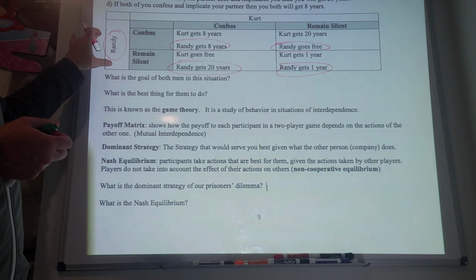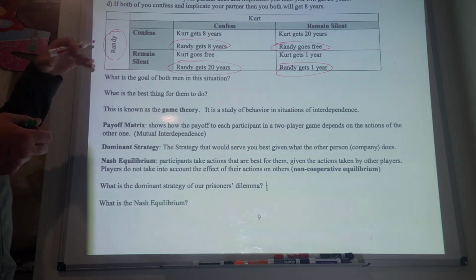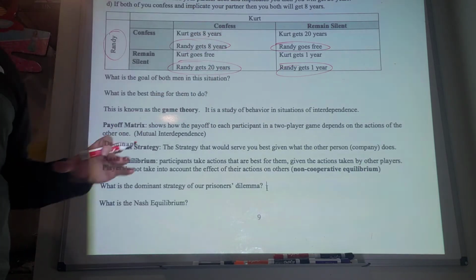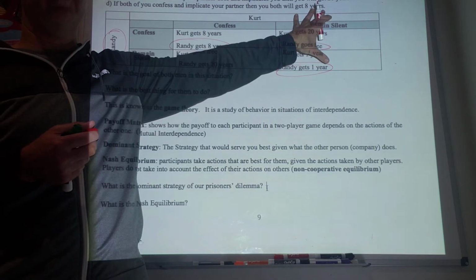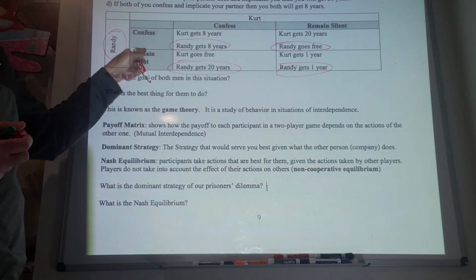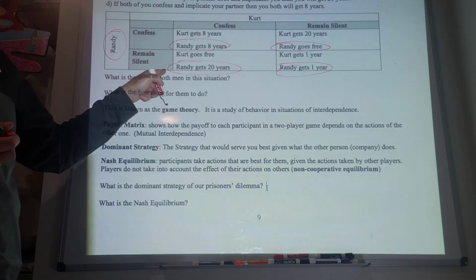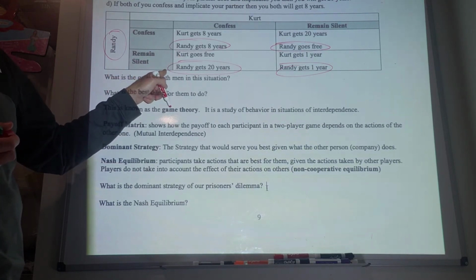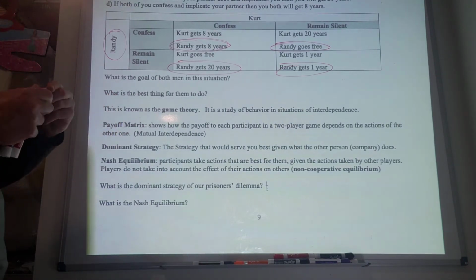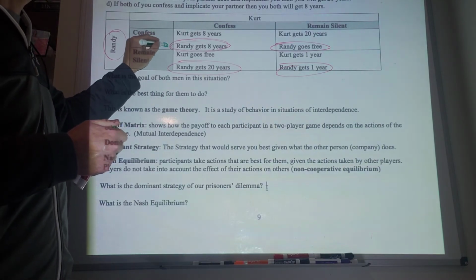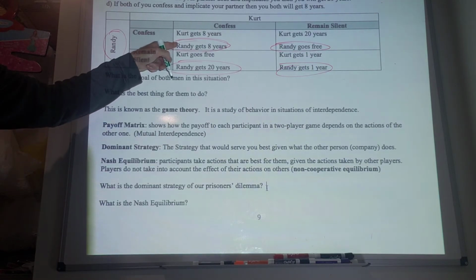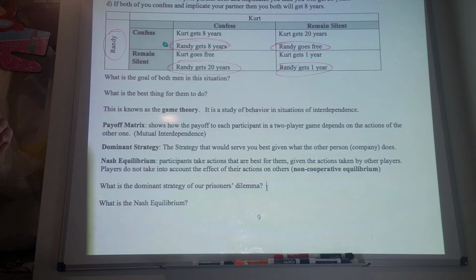How do I find Randy's dominant strategy? Well, first, what I need to do is look at the 2 possibilities for Kurt. So first I want to say, what should Randy do if Kurt confesses? So cover up this side. Just look at this when Kurt confesses. Well, if Randy confesses, he goes to jail for 8 years. If Randy remains silent, he goes to jail for 20 years. So when Kurt confesses, and I'll put a green mark by this one to show this is the best thing for Randy to do. Randy wants 8 years instead of 20, so it's much better for Randy to confess.